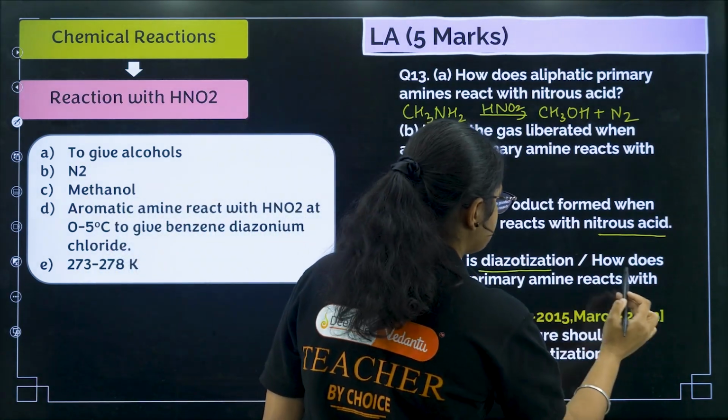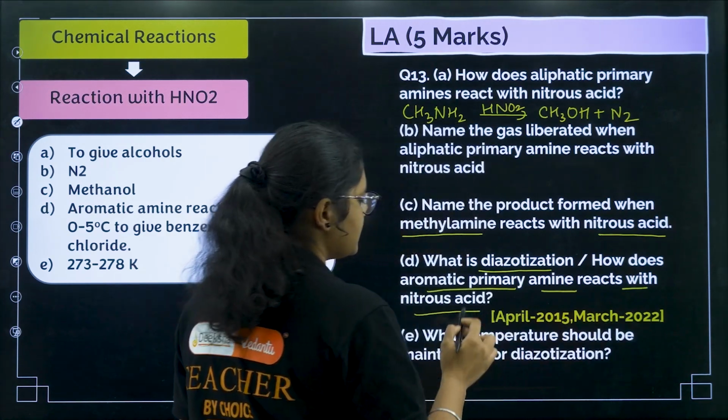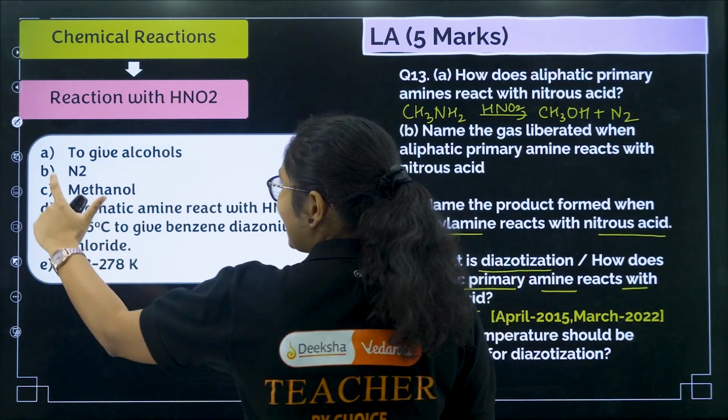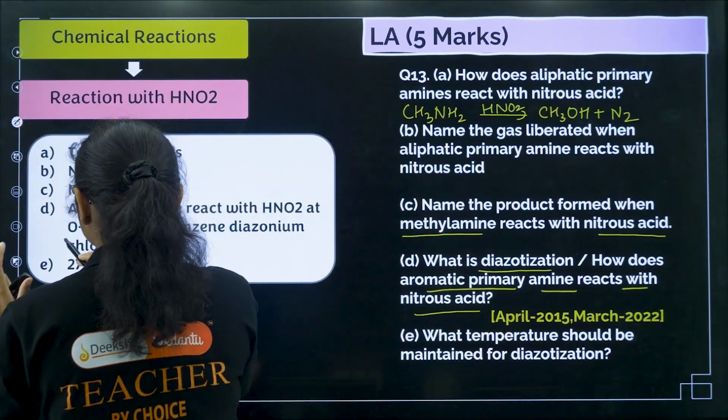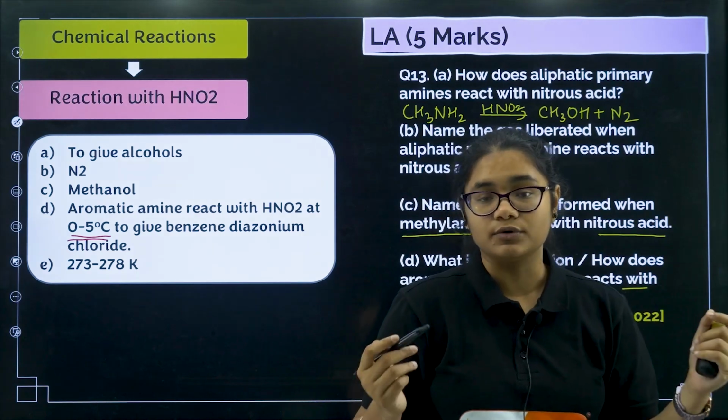What is diazotization, or how does aromatic primary amine react with nitrous acid? So aromatic primary amines react with nitrous acid at 0 to 5 degrees Celsius. Okay, this temperature is very important to give you benzene diazonium chloride.